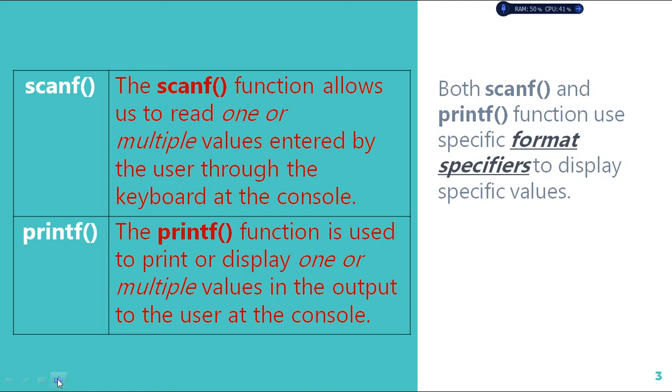Both scanf and printf functions use a specific format specifier to display the specific value. Format specifiers are used for identifying what type of data you are trying to display on your console, or what type of data you are trying to read from the console.